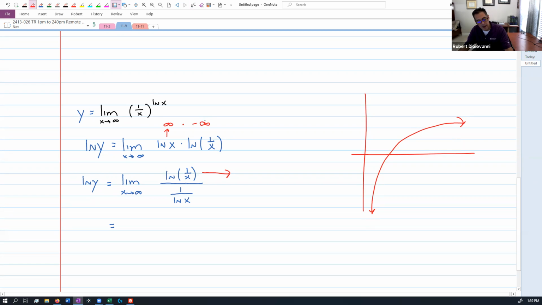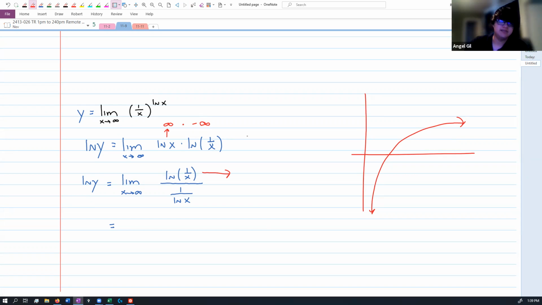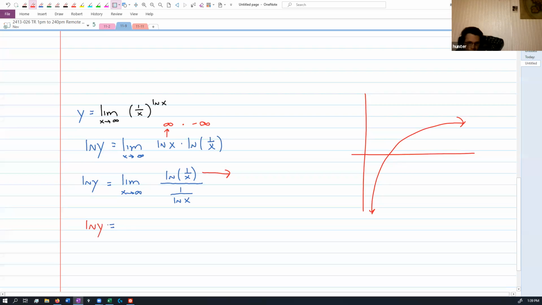Look, we don't even have 0 times infinity. We have infinity times negative infinity, right? Which should be negative infinity. So we have the natural log of y headed to negative infinity.